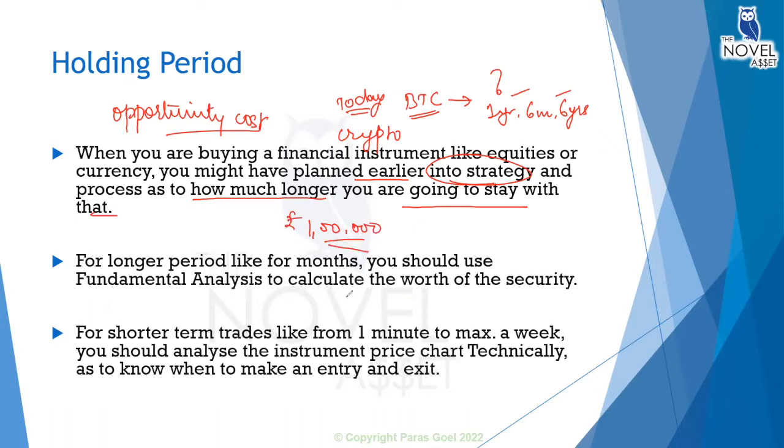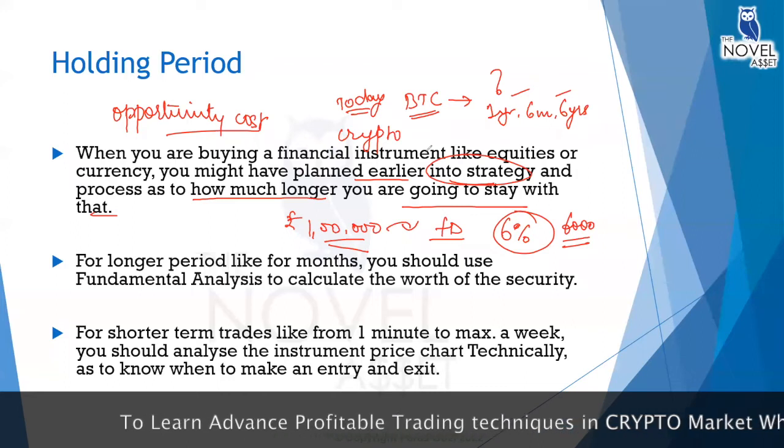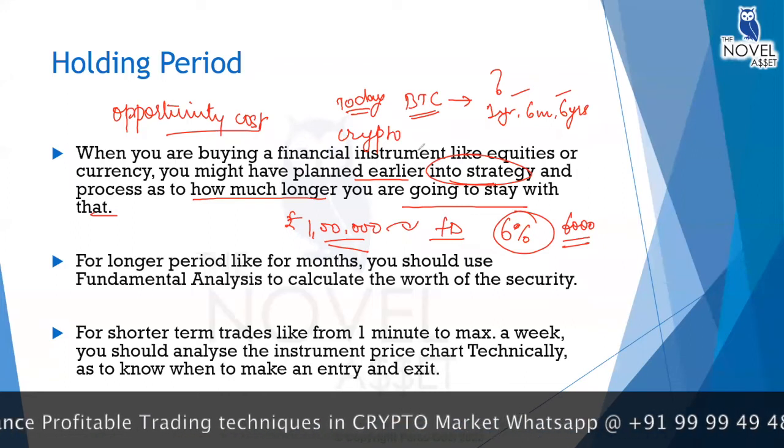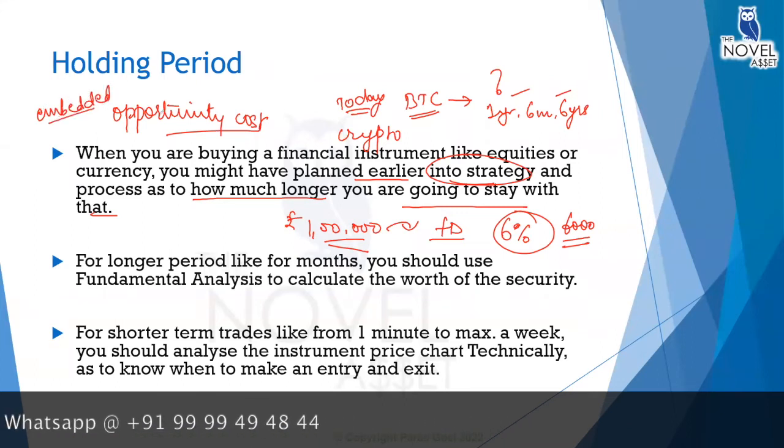Can I not do various other things with these 1 lakh rupees instead of buying BTC? Some other opportunity I can grab, let's say I make it an FD for the next year. I might earn around 6%. So I'll have 6,000 rupees profit if I do a fixed deposit in my bank rather than buying BTC. So understand that whenever you are buying some security, even equity or cryptocurrency, there is always an embedded opportunity cost towards this 1 lakh rupees, or towards your capital.